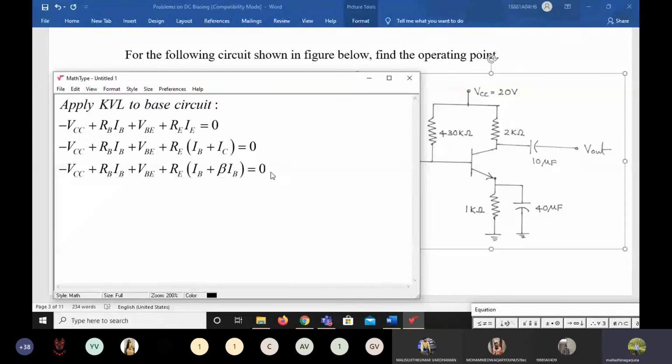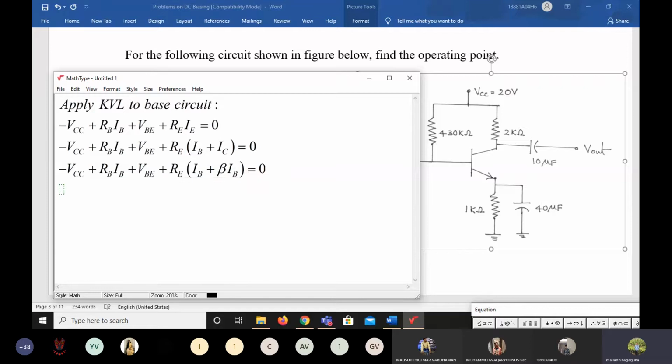That is, the VCC value is given, the RB value is given, that is 430K. Next, VB value: if not mentioned, you can take any standard, silicon or germanium, that is known. RE is known, and the beta value is not given. But the typical range you know is 50 to 200, so in between I'm taking 100 here.